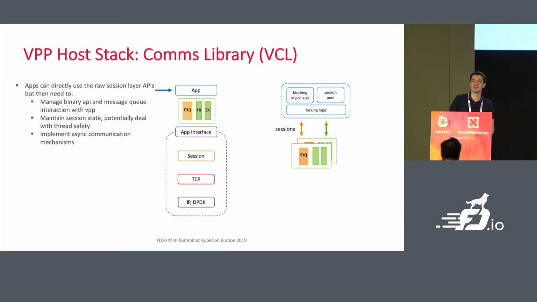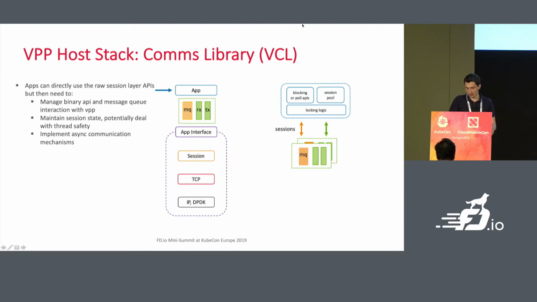Still, in practice, at times it may make sense not to use VCL. So the developers need to be aware of the fact that if they take this path, they need to manage the interaction with the binary API, with the message queue by themselves. They need obviously to maintain per session state, and in case they want to do multiple threads, they even need to make sure that they do implement the proper locking strategy on top of the sessions. And if they so require, they will need to implement their own async communication mechanisms, and think here about epoll, select, or poll, for instance.